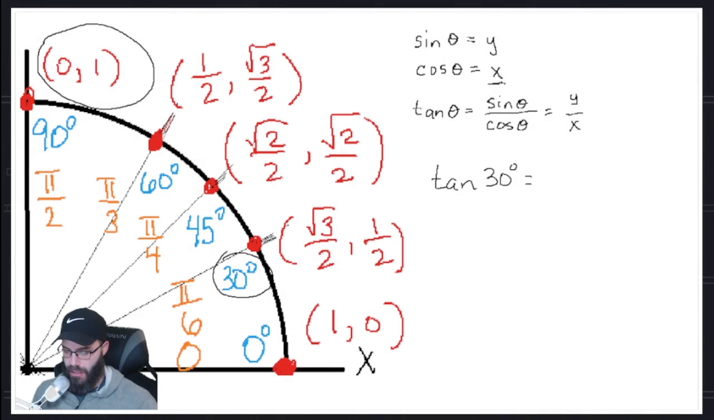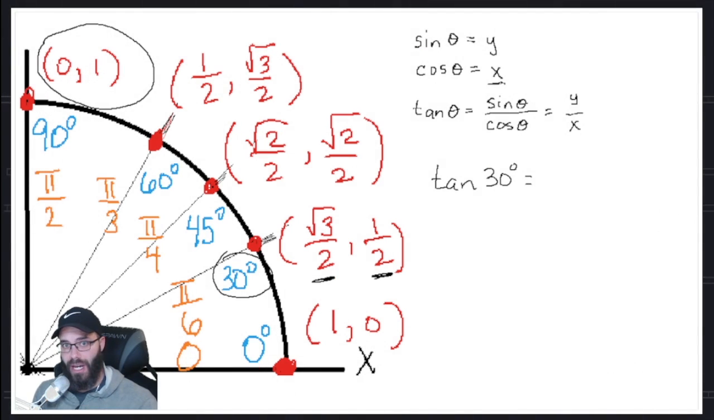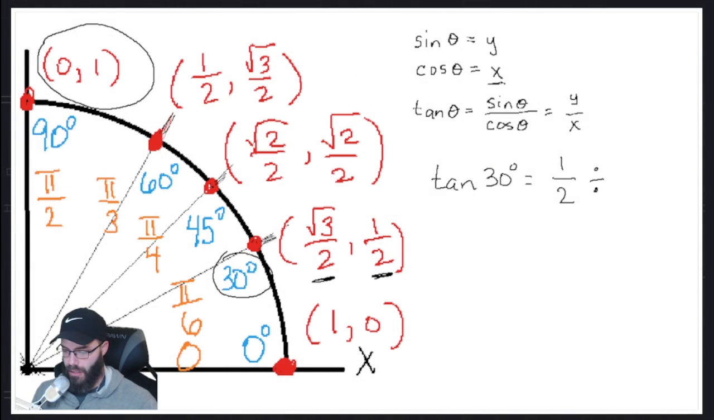So the y is 1/2. The x is root 3 over 2. So it's y divided by x. So it's 1/2 divided by root 3 over 2.